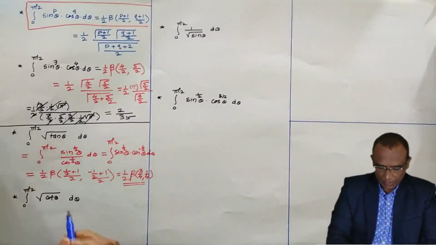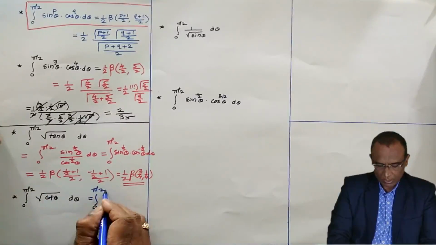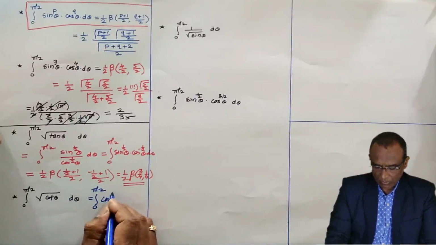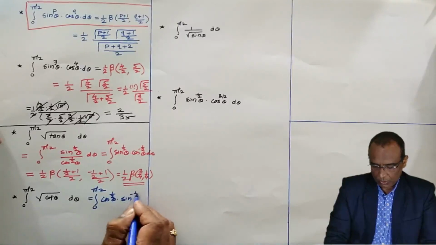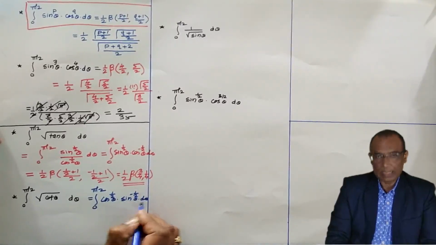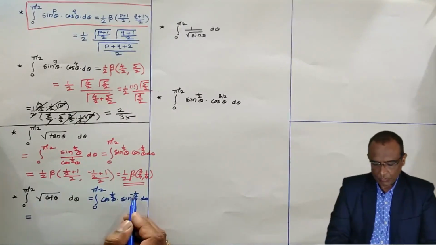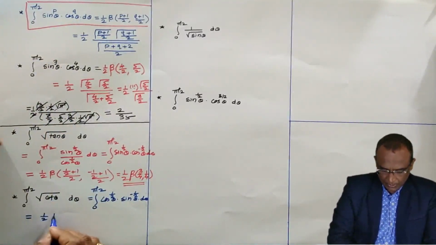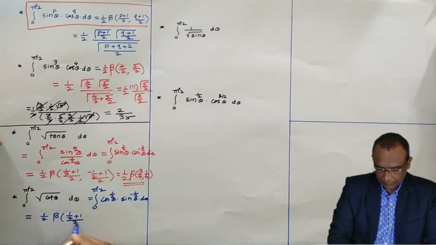Now here again the same thing, 0 to pi by 2, cos raised to 1 by 2 by sin raised to 1 by 2. See, cos raised to power 1 by 2 by sin raised to power 1 by 2, written directly. Now sin raised to power p, cos raised to power q is 1 by 2 beta, 1 by 2 plus 1 divided by 2, minus 1 by 2 plus 1 divided by 2.